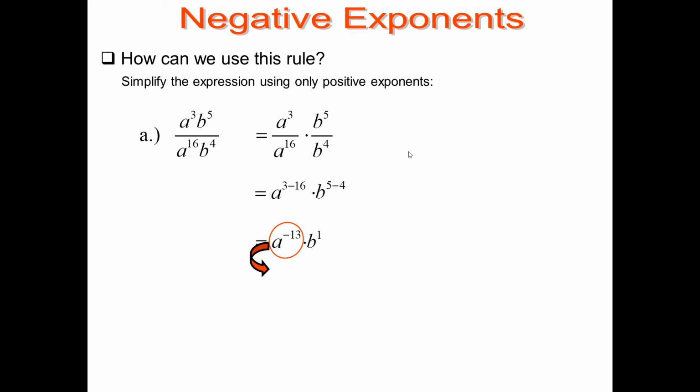I shall bring that down. Okay, reciprocate it, bring it down. Notice how when it's down, it becomes a positive 13. I still have that b to the first, which I'm just going to write as b. So technically, I don't need this 1 because the b is on top. It's still there. So I'm just going to write it as b over a to the 13th.